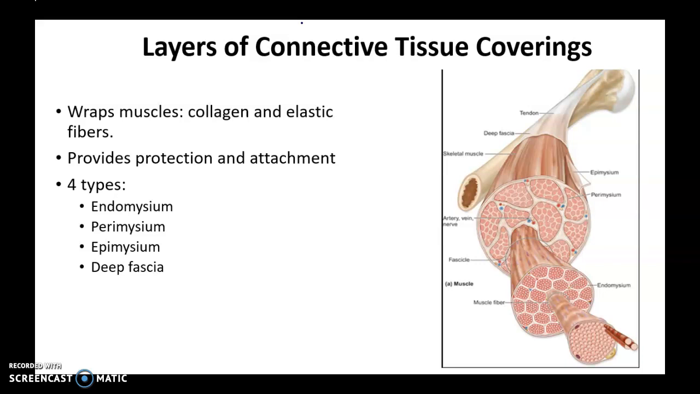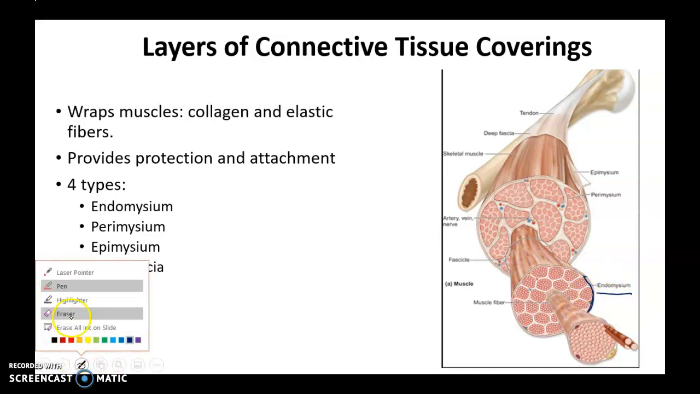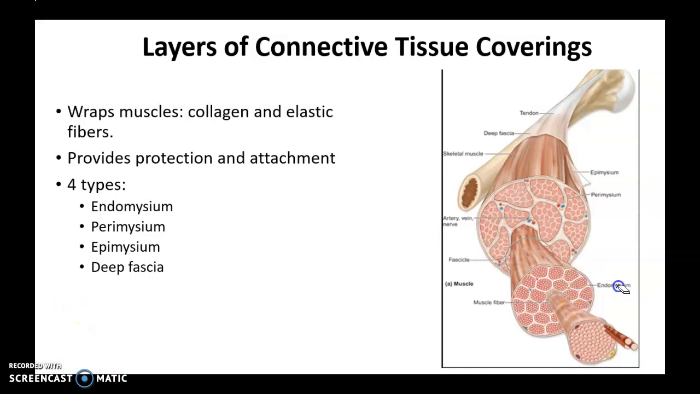Okay, so we did talk about the four connective tissue layers. Endomysium is around each muscle fiber. So this layer is endomysium. Perimysium is around each fascicle. Oh, my bad. Sorry, just ignore. Let me erase this.